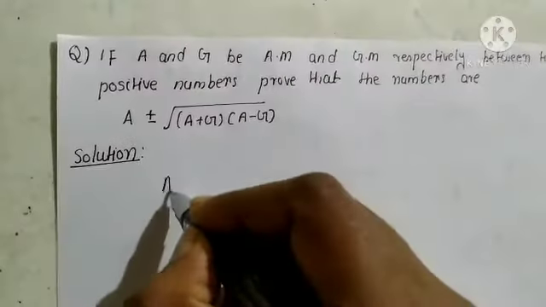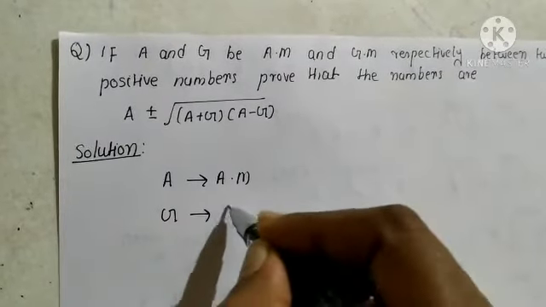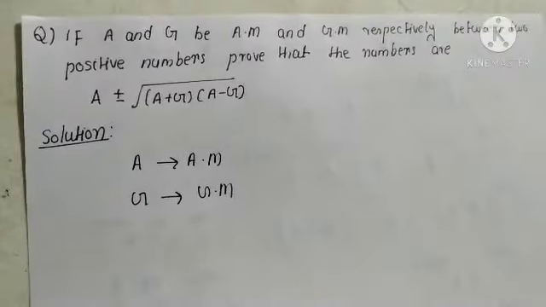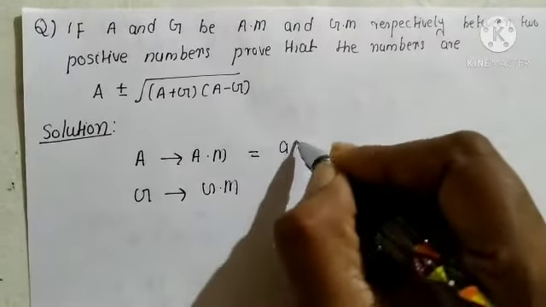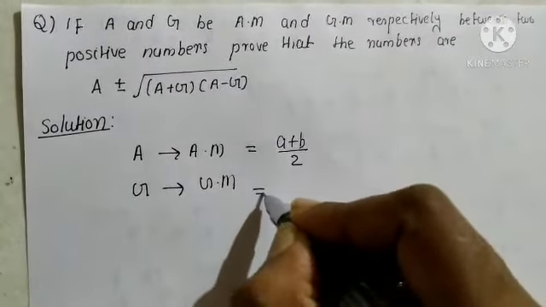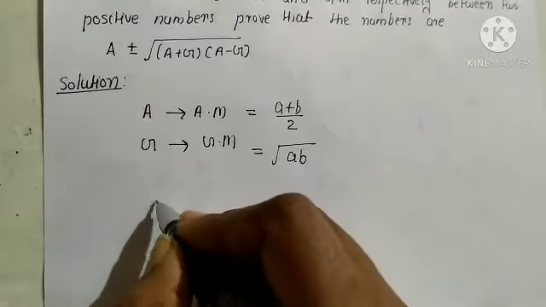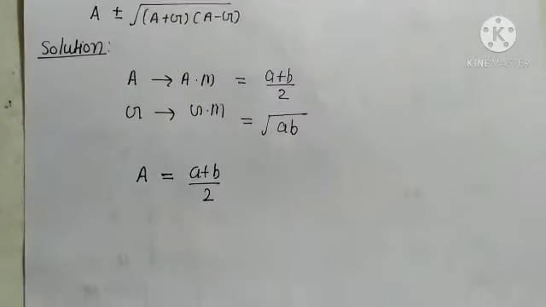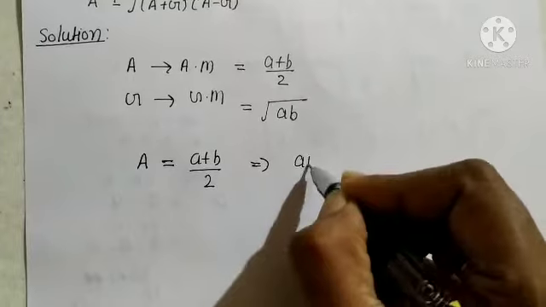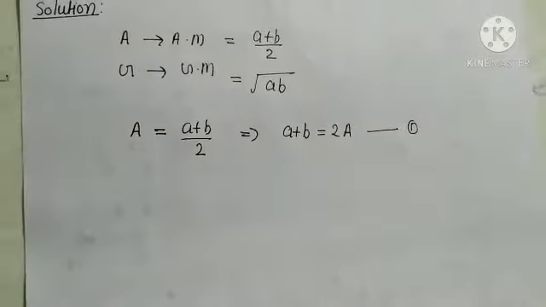Here A is the arithmetic mean and G is the geometric mean between two numbers. We know that the arithmetic mean between two numbers a and b is (a plus b) by 2 and the geometric mean between two numbers is root of ab. So this can also be written as A equal to (a plus b) by 2. From this we get a plus b equal to 2A. Let us name it as equation number 1.